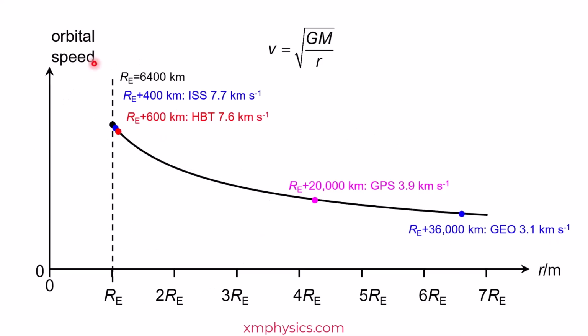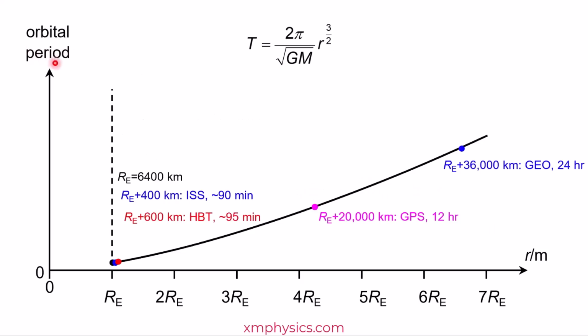This graph shows how the orbital speed varies with orbital radius. So clearly, the orbital speed decreases with orbital radius. RE is the radius of the Earth. So all the satellites which are orbiting just above the Earth's surface, those with altitudes of about a few hundred kilometers, they all require an orbital speed of about 7.7 kilometers per second. Those that are orbiting at higher altitudes like 20,000 kilometers or 36,000 kilometers, those will have lower orbital speeds.